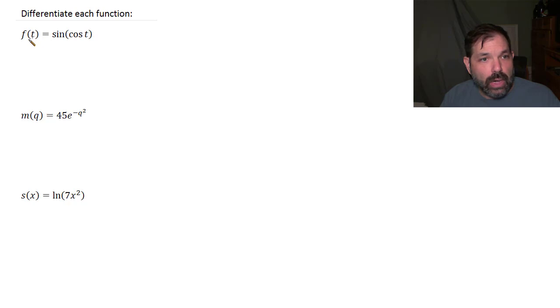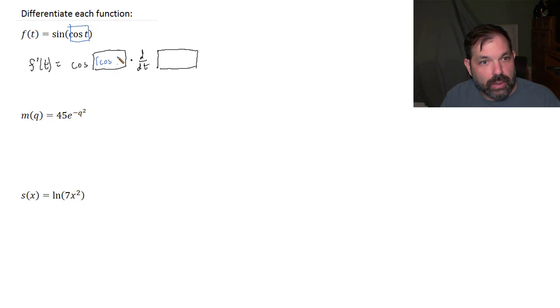All right, so our first function here, f of t, is the sine of the cosine of t. So here I'm taking the sine of box. All right, so then the derivative, f prime of t. Now the derivative of the sine function is the cosine function. So I'd have the cosine of whatever's in the box times the derivative with respect to t of whatever's in the box. So I'd have the cosine of cosine t times the derivative with respect to t of cosine t.